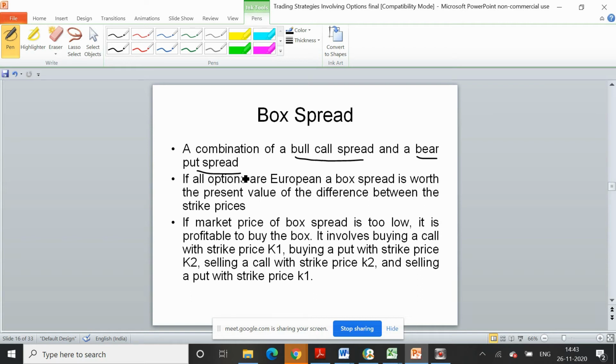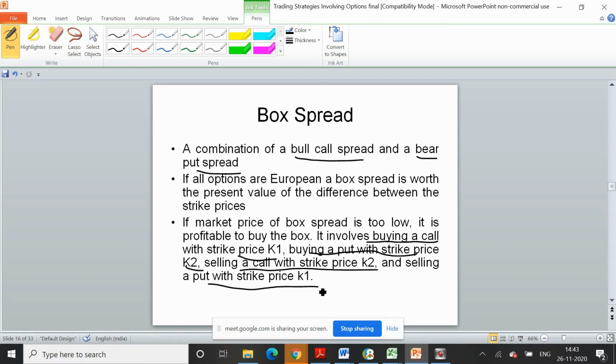In case of a box strategy, the strategy is buying a call with K1 strike price, buying a put with strike price K2, selling a call with strike price K2, and selling a put with strike price K1. So you buy a call and a put and sell a call and a put. And this is how you create a box.